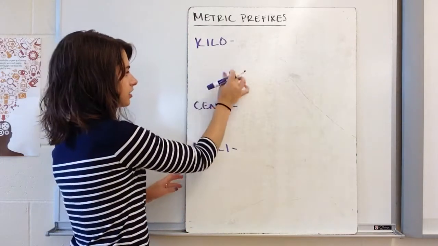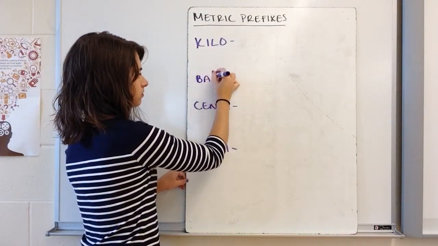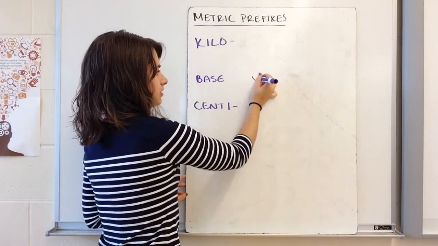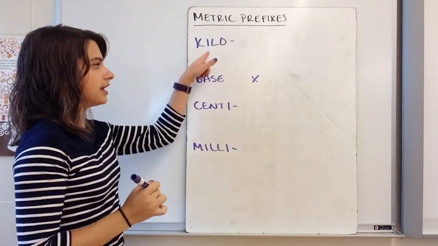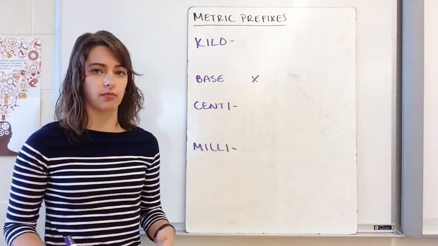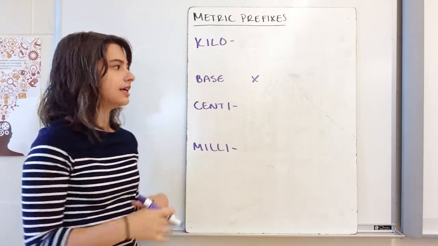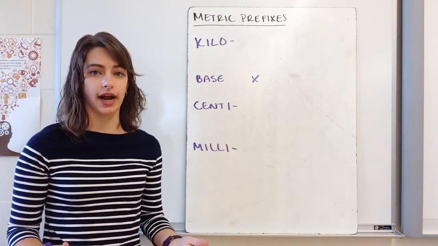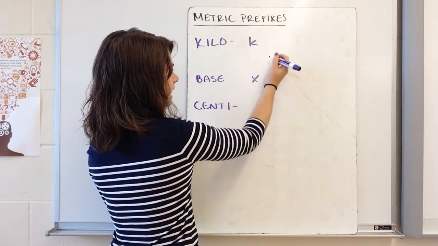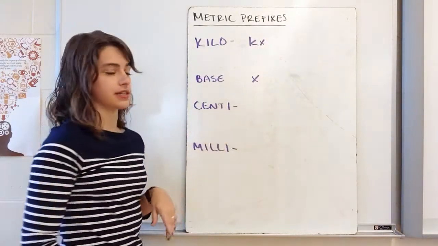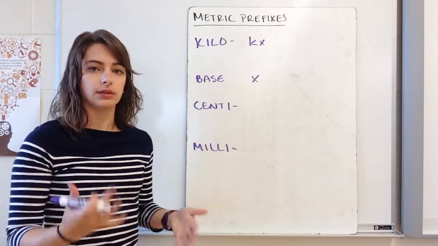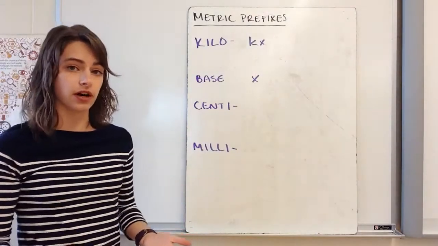Now, here is where our base unit goes. Let's just say our base unit is X. Kilo is much bigger than our base unit. So a kilogram or a kiloliter is considerably bigger than a gram or a liter. The symbol for this would be lowercase k, and then whatever your base unit is. So it would be kg, kl, depending on what you're looking at. Km for kilometer.